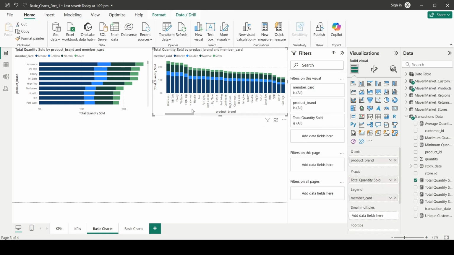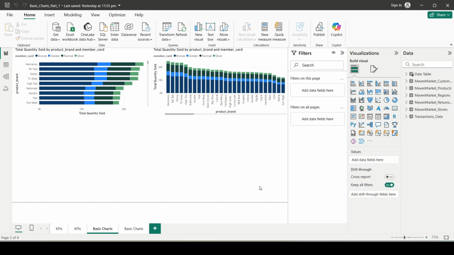As we can see, the stacked column chart is giving us information about product brand versus total quantity sold stacked by member card, and same with the stacked bar chart too. Now let's understand about clustered bar and clustered column chart.